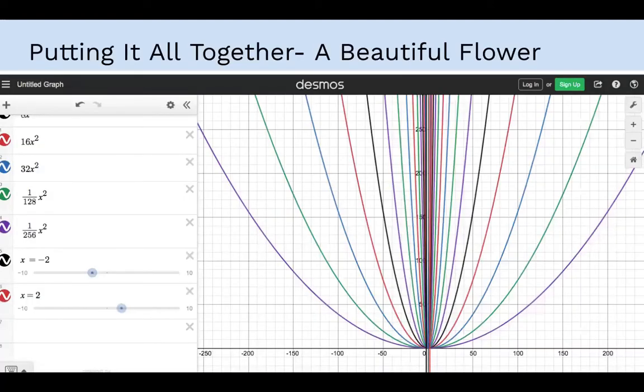When I put both horizontally stretched and horizontally compressed graphs together, I get a flower. Graphic designers use mathematical equations to create images. Next, my classmate Amaya will discuss polynomial functions.